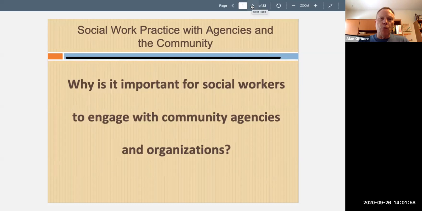The question that we hope we're going to be able to answer by the time we get to the end of this presentation is, why is it important for social workers to engage with community agencies and organizations? And there's a variety of different reasons that I think will become more clear as we make our way through the PowerPoint.